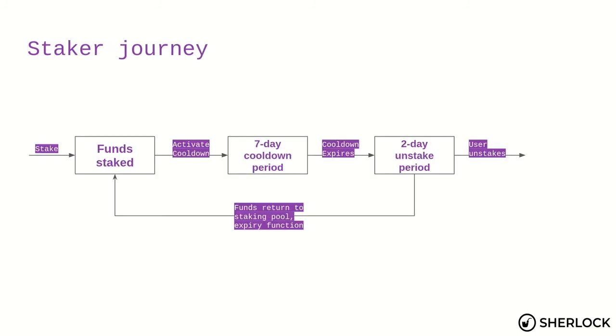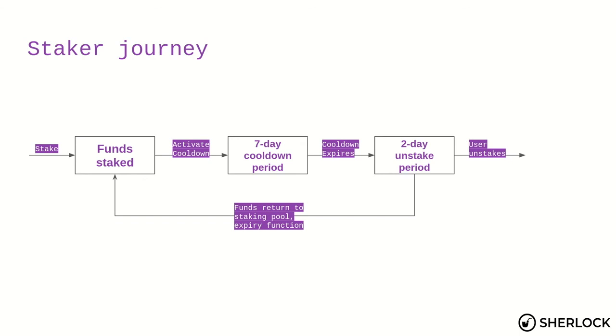The staker journey is as follows. The staker stakes and sends their funds to the solution. When their funds are staked, they're able to get their money out by activating the cooldown. They are subject to a 7-day cooldown period, and once their cooldown expires, they have a window of opportunity to actually get their money out. This is probably a 2-day period, and the user can unstake.